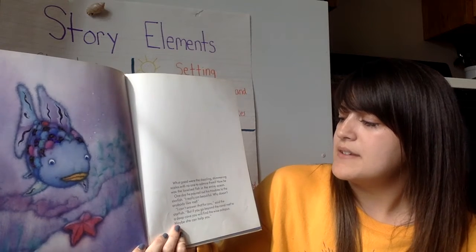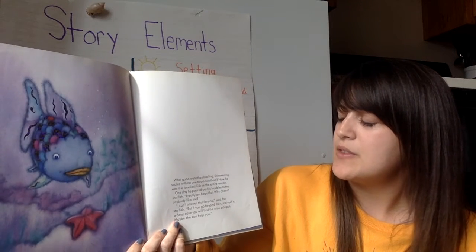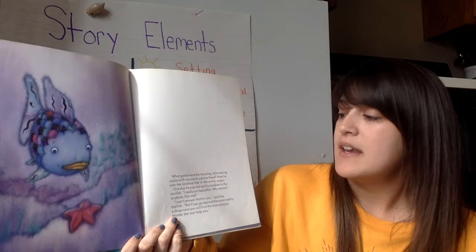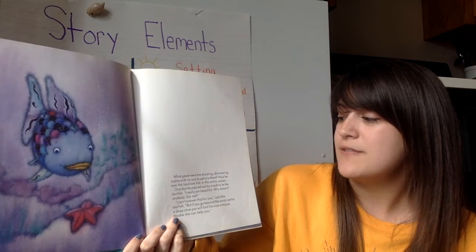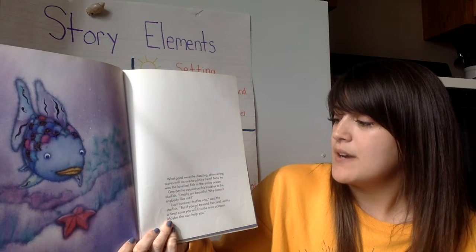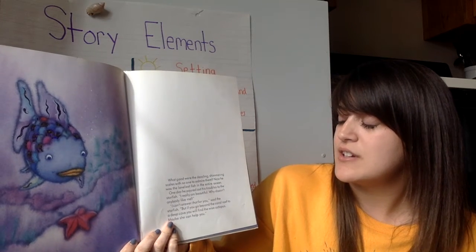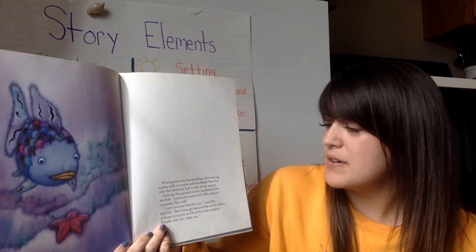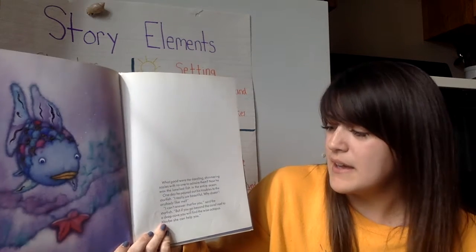What good were the dazzling, shimmering scales with no one to admire them? Now he was the loneliest fish in the entire ocean. One day, he poured out his troubles to the starfish. "I really am beautiful. Why doesn't anybody like me?"